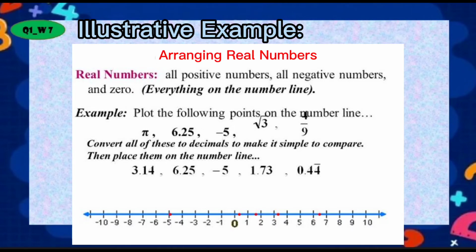Real numbers: all positive numbers, all negative numbers, and zero, everything on the number line. Example, plot the following points on the number line. First, we need to convert all of these to decimals to make it simple to compare. Then place them on the number line.